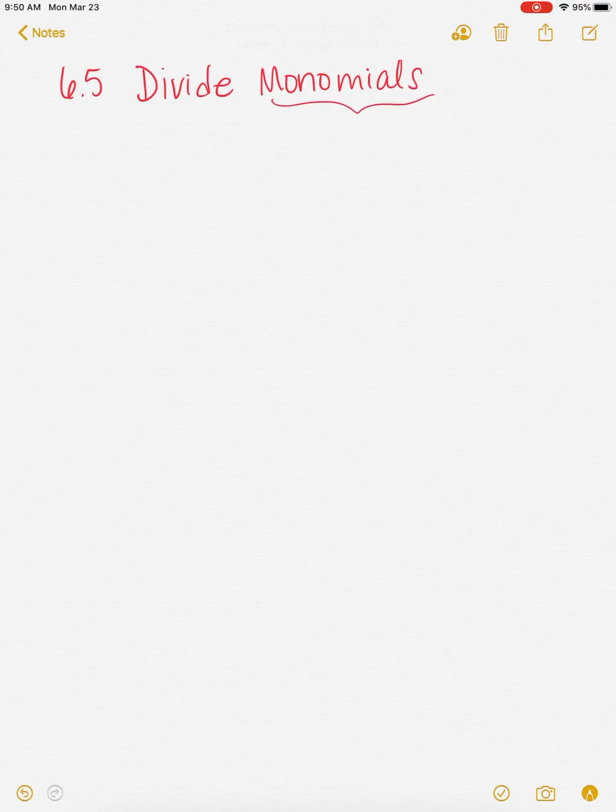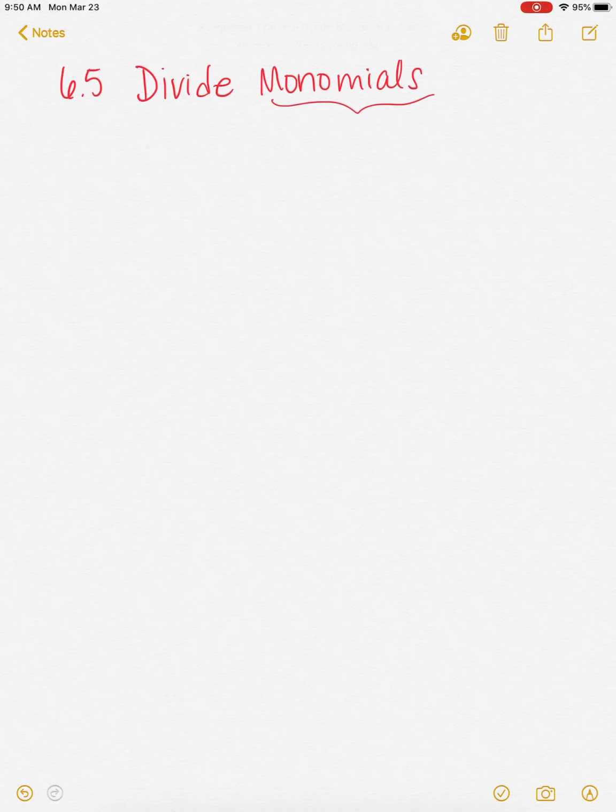Alright, so the first section we're doing here is 6.5, and it's called dividing monomials. If you remember, a monomial is an expression that has a single term, so we have no pluses and no minuses. So what happens when we want to divide them?